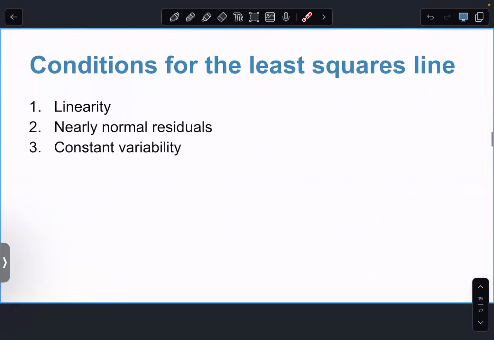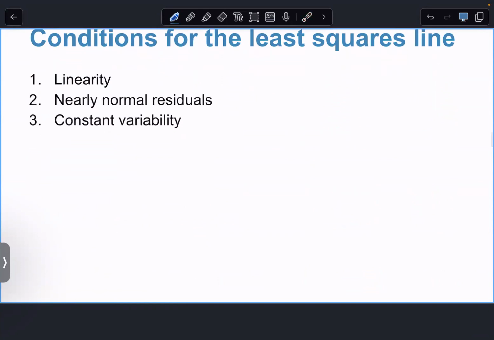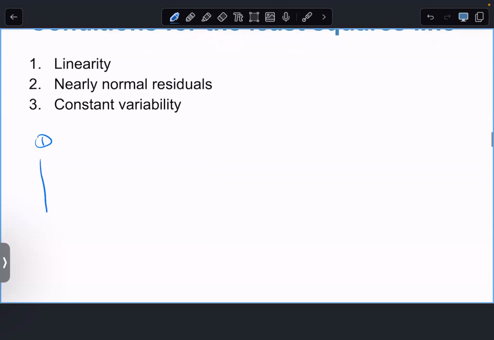A couple of conditions that we need to check. Most of them are obvious. Well, the first one is obvious, at least. In order to model it with a straight line, it has to be linear, right? And so we can't use a straight line to model something that's not a straight line. That's pretty straightforward, I think. Now they have these conditions kind of outlined further in the next few slides, but I just want to do them here.